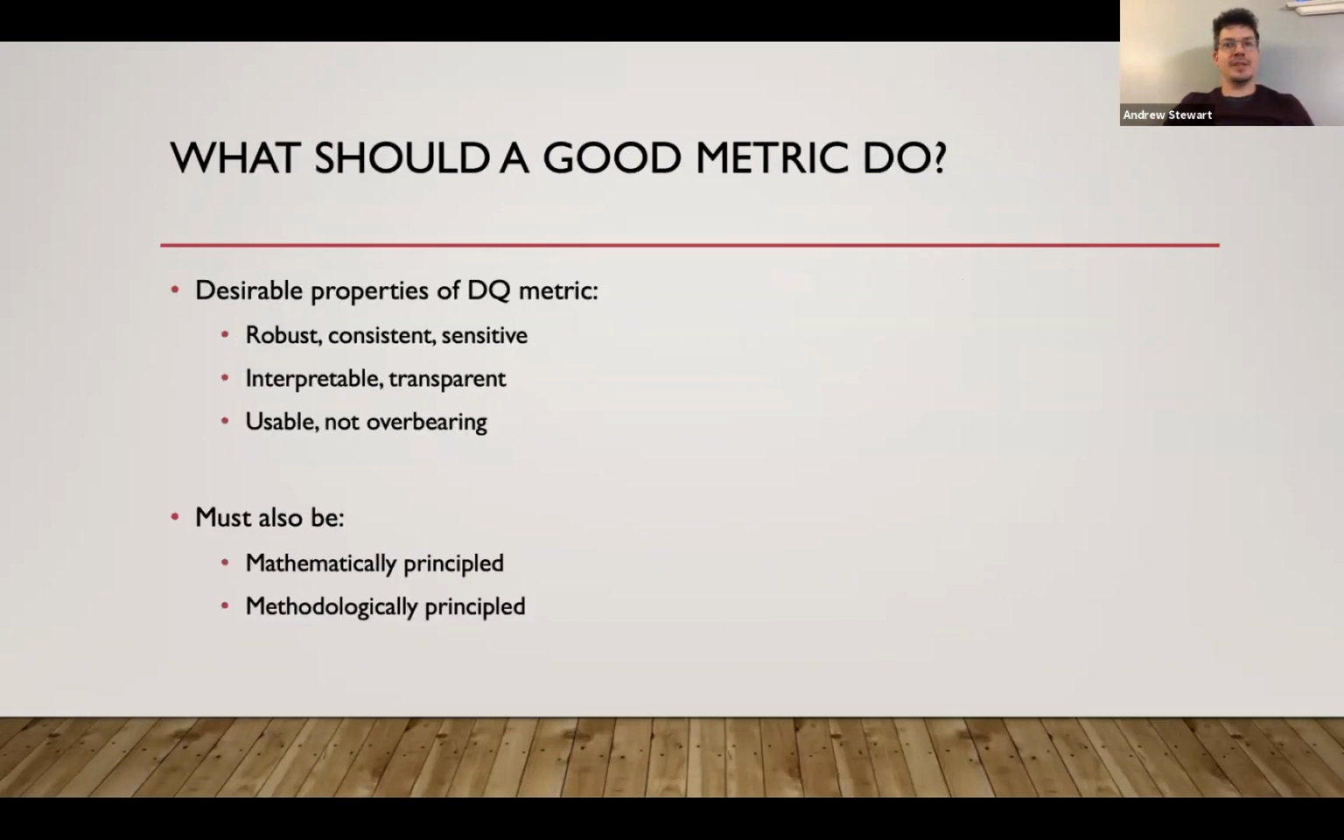With Steve Luck, we were thinking, what is it that a good metric should do? What are the desirable and necessary properties? We want something that's going to be robust and consistent and sensitive to those things that are noise that's likely to be present. We want the metrics that we're producing to be interpretable and transparent, and hopefully very easily usable in people's typical analysis pipeline. But it's also necessary that they must be mathematically principled.